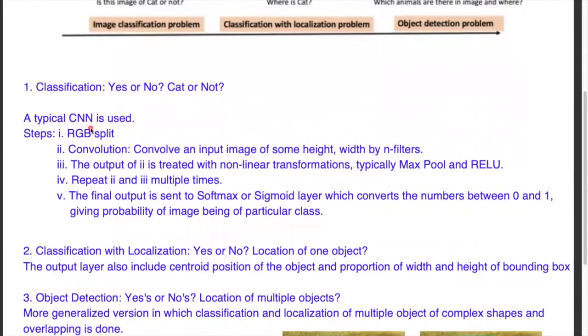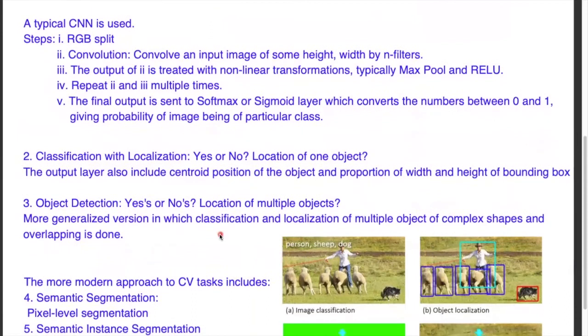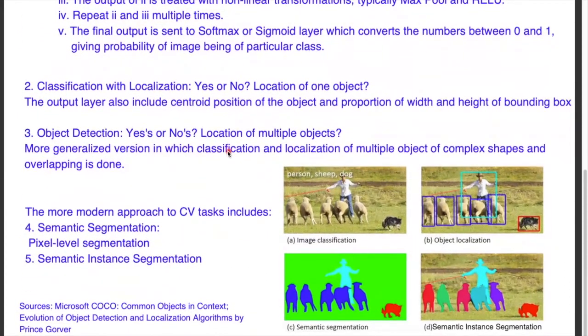For classification, the typical procedure is that you take the input, apply convolution, and then downsample with max pooling, with ReLU activation for the middle parts and sigmoid or softmax for the last layer. Then you repeat convolution and downsampling many times. At the end, you have your classification. Classification with localization, as I explained, is only one class, one object. And object detection, I already explained.